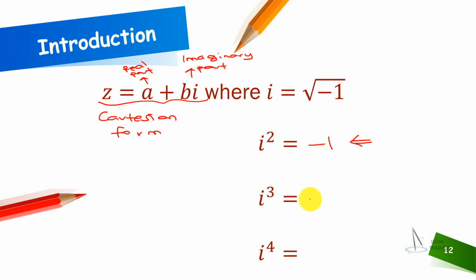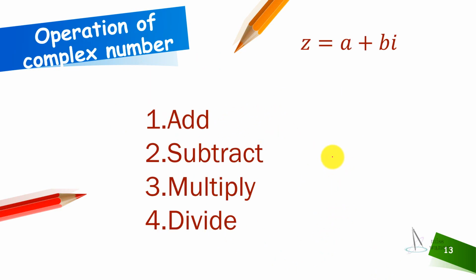Okay, so i cube is actually i square times i, and i square we already have over here, which is -1 times i. Therefore, what we have is simply negative i. Now i to the power of 4, this is actually i square times i square. So this is -1 times -1, and if you times -1 with -1, you should be able to get 1. Do remember, if you have i to the power of something else other than 1, make sure to simplify them first.